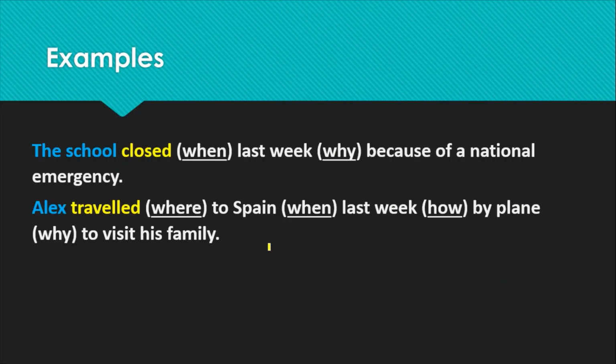All right, we have a couple of examples with the when, the why, the where, and the how. For example, sentence number 1, the school closed. All right, the school closed here, it's a complete sentence. We have the subject and we have the verb. However, we added the when. All right, so we say the school closed last week. Then we added the why, because of a national emergency. All right, so we say the school closed last week because of a national emergency.